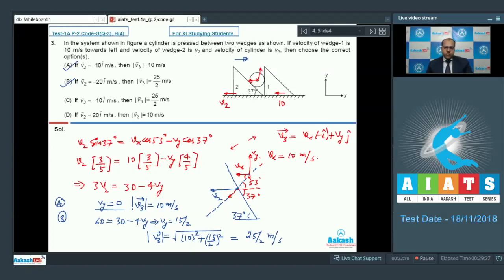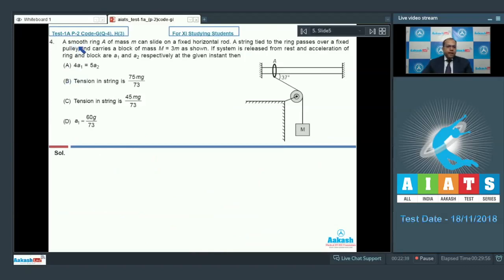Let's move to question number 4. In question number 4, a smooth ring A of mass m can slide on a fixed horizontal rod. A string tied to the ring passes over a fixed pulley and carries a block of mass 3m as shown. If system is released from rest and acceleration of ring and block are a1 and a2 respectively at the given instant, then we have to check the validity of these statements.